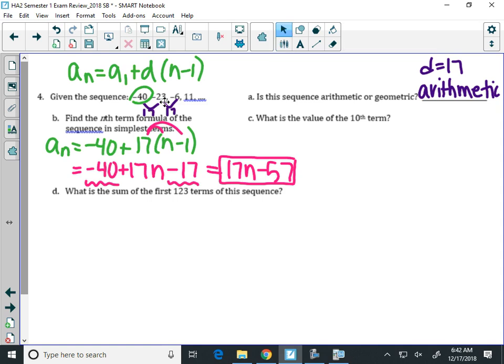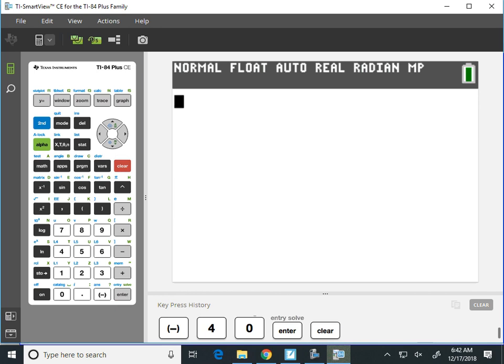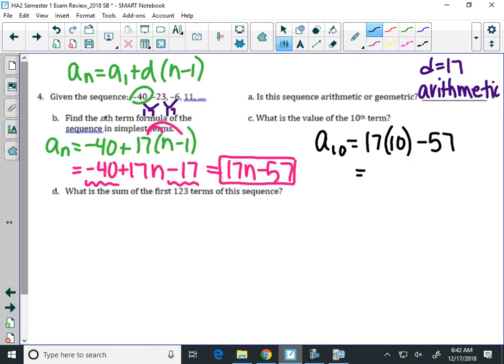So you can find any term in the pattern using that formula. And here we're going to find the 10th term. So for a sub 10, all you have to do is put 10 into the formula: 17n minus 57. Well, let's use our calculator. 17 times 10 minus 57 gives you 113. That would be the 10th term in your pattern.